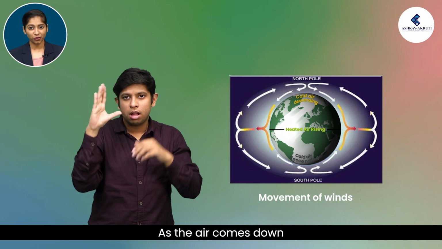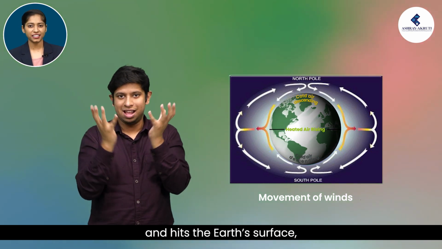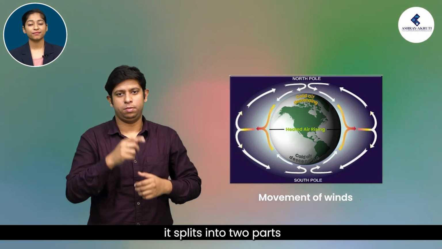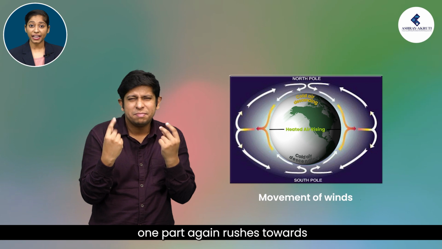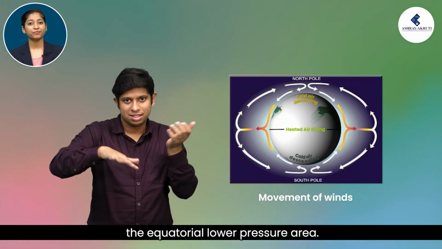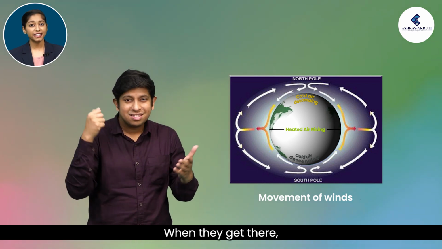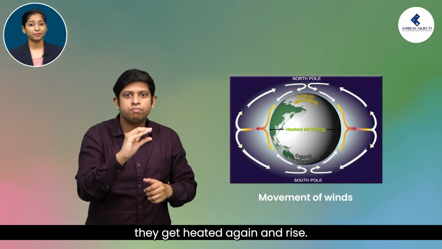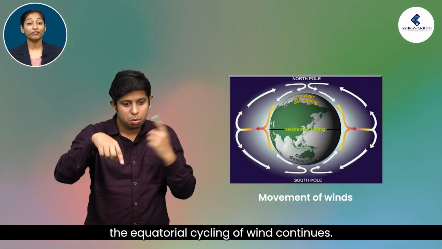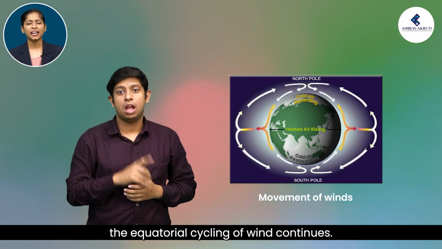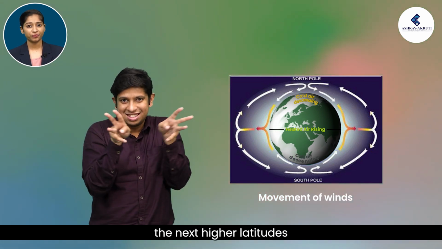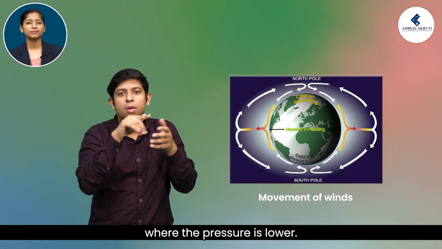As the air comes down and hits the Earth's surface, it splits into two parts. One part again rushes towards the equatorial lower pressure area. When they get there, they get heated again and rise. Thus, the equatorial cycling of wind continues. The other part is pushed towards the next higher latitudes, where the pressure is lower.